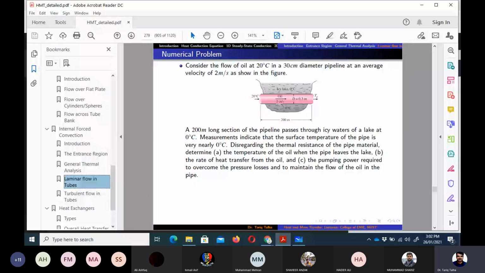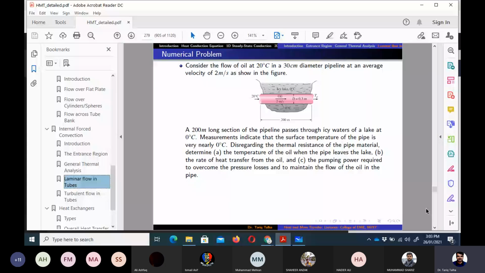Measurement indicates that the surface temperature of the pipe is very nearly 0 degree centigrade. So it means that we can have constant temperature boundary condition for this kind of problem, right? Disregarding the thermal resistance of the pipe material, so it means that we are saying that the pipe is a very thin surface pipe. So determine the temperature of the oil when the pipe leaves the lake. So first of all, we need to determine Te, right? And then the second part is the rate of heat transfer from the oil, and the third part is the pumping power required, right?